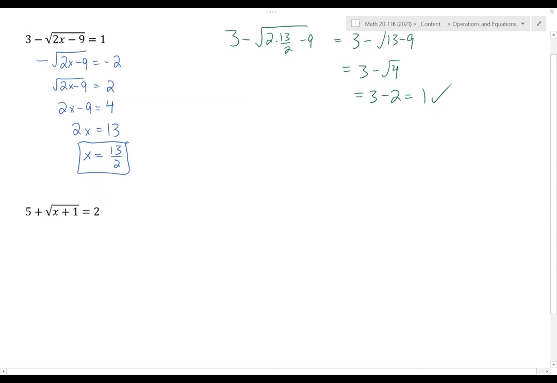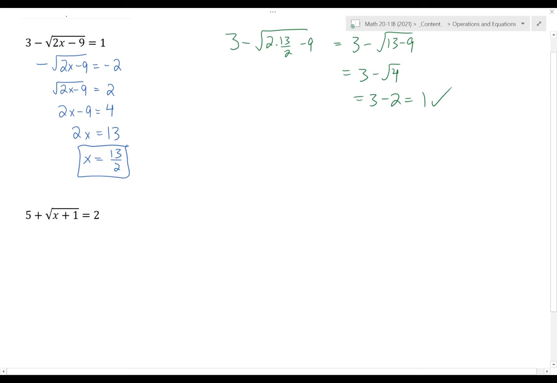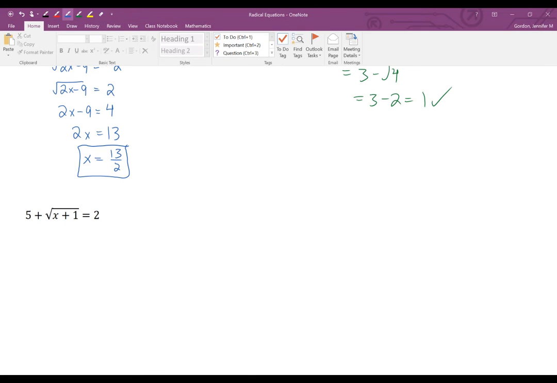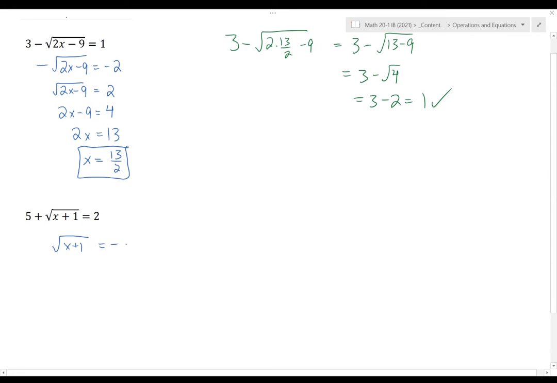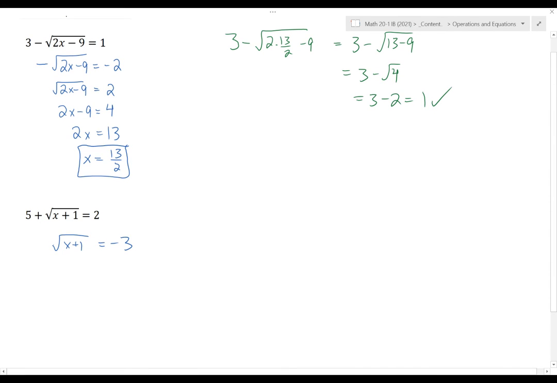But if we look at this next example, again working my way in, I'm going to subtract the 5 first. So I get the square root of x plus 1 equals negative 3. Now, at this moment, alarm bells might be going off in your head. You might be like, wait a second. We'll come back to that in a moment. But I'm going to carry on as if I don't notice that there is something potentially wrong here. And if you don't notice, that's fine too. We'll come back and explain it.